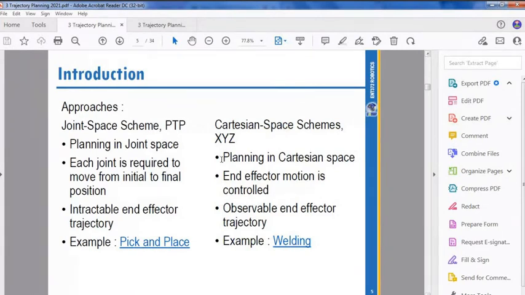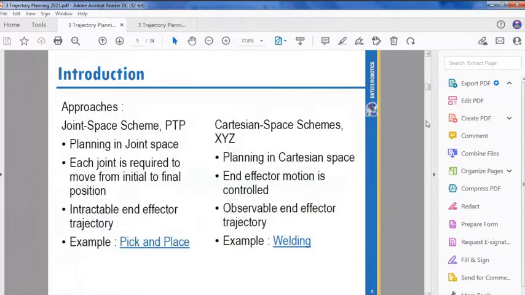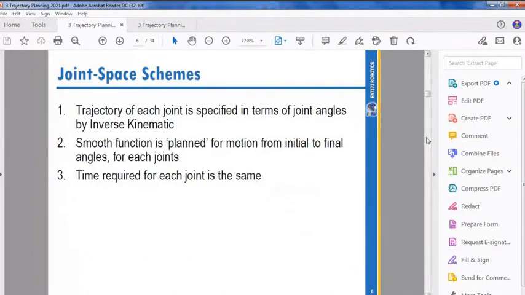Okay, so there are 2 types of trajectory planning: joint space scheme and Cartesian space scheme. I'm going to focus on the calculation, so this one is just a definition.